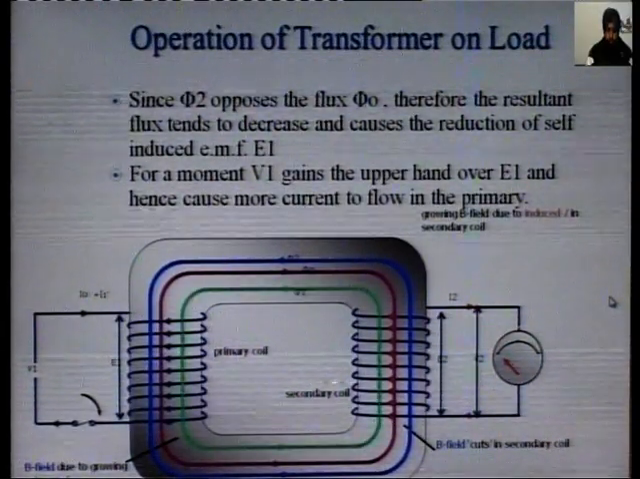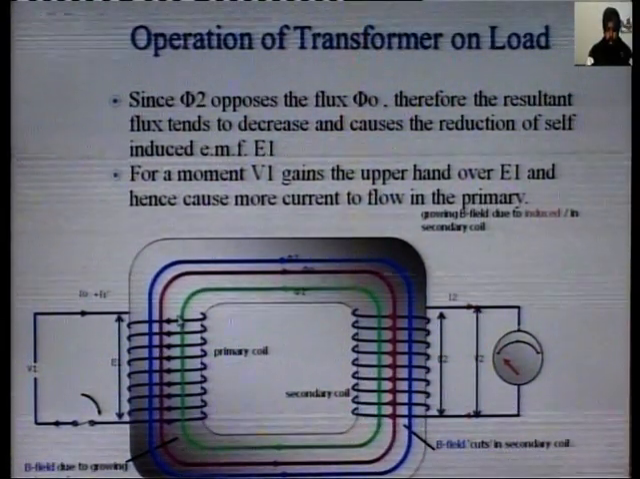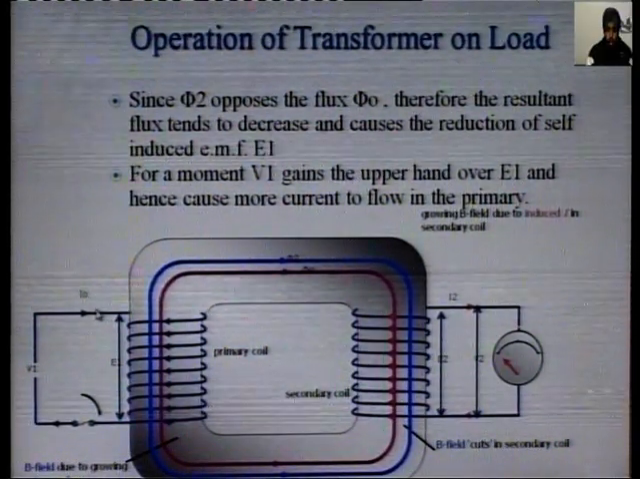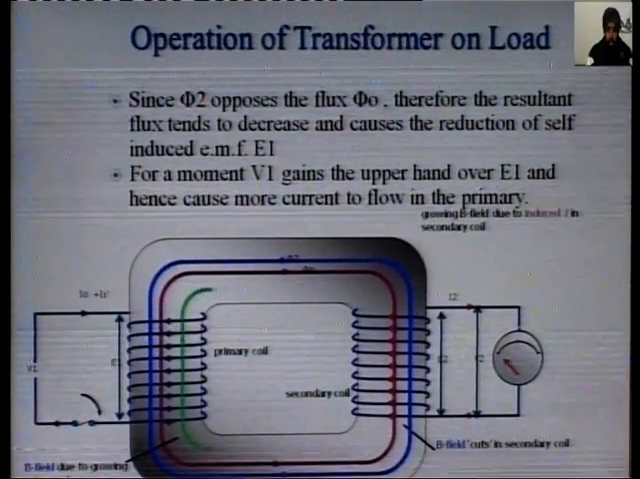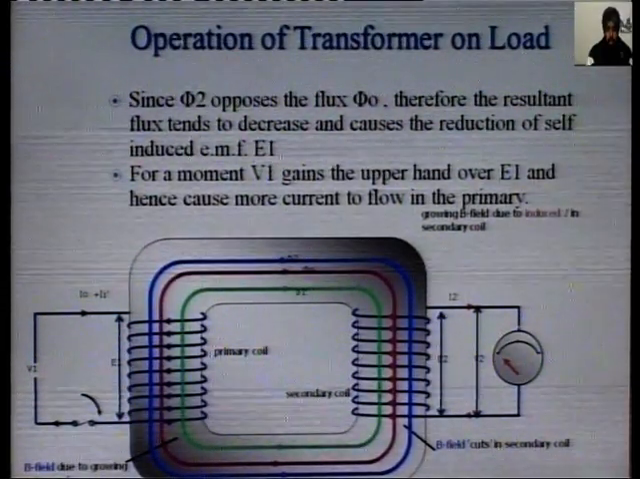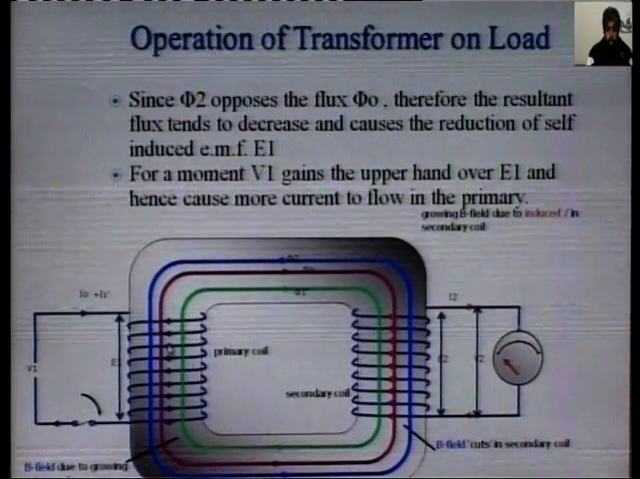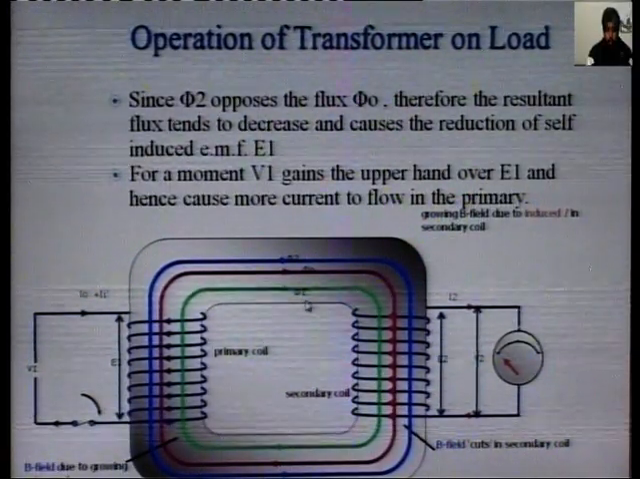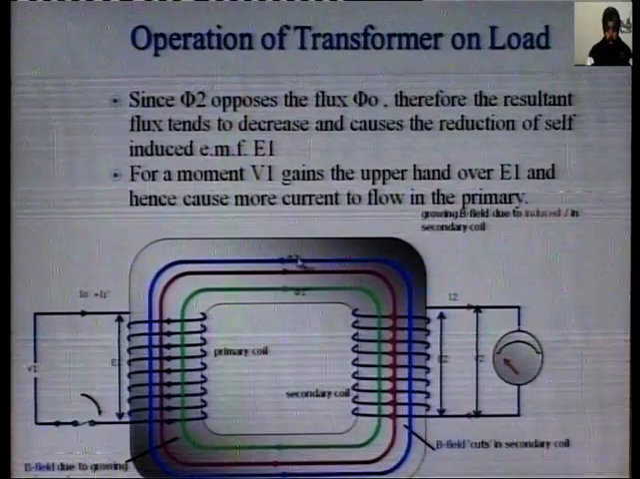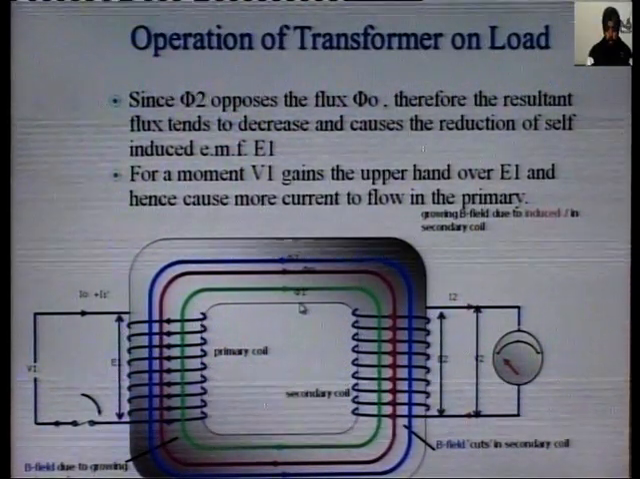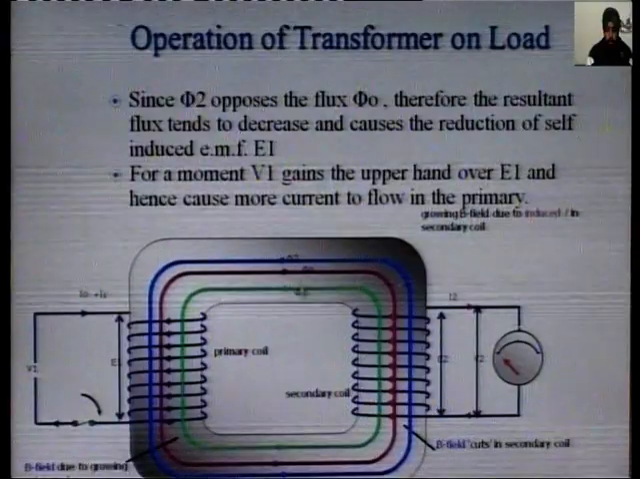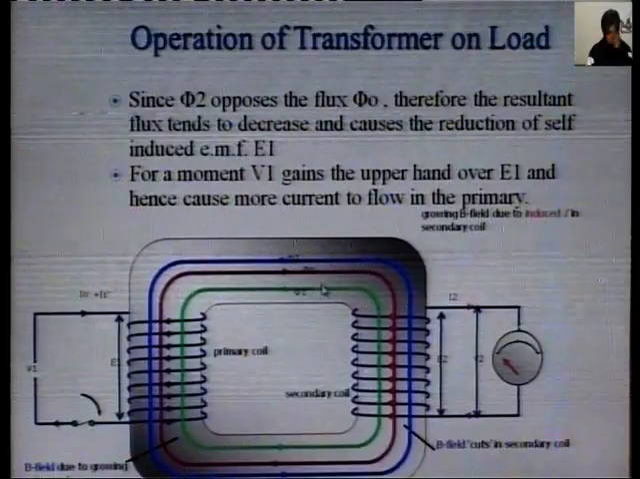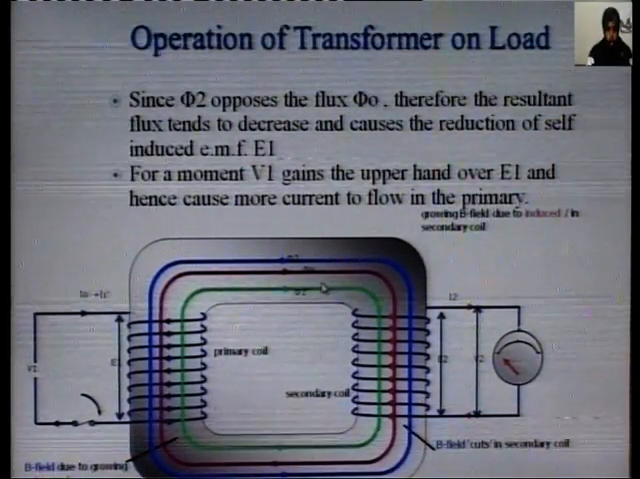To overcome this, the input supply takes the upper hand and supplies another current, I1 dash. When this I1 dash flows in the primary side, it produces another flux, phi 1 dash. The magnitude of this flux phi 1 dash is equal to the flux phi 2. So flux phi 1 dash and flux phi 2 are equal and opposite, and they cancel each other.